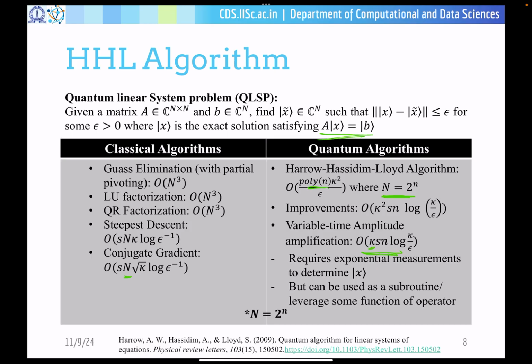But the caveat over here is we cannot get the explicit entries of x. If you are interested in finding each and every component of x, you cannot get that, because that requires an exponential number of measurements to determine x exactly. But we can use this as a subroutine in some bigger algorithm, to leverage it for some function of that operator.